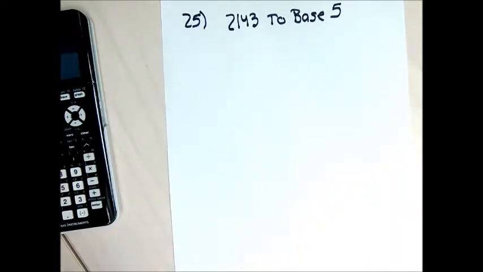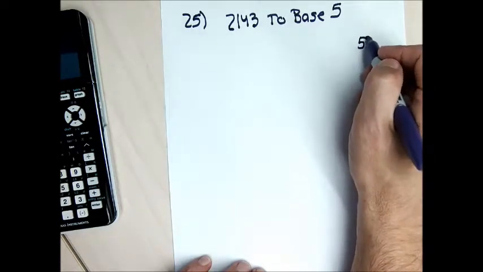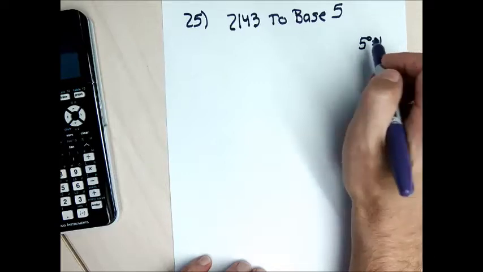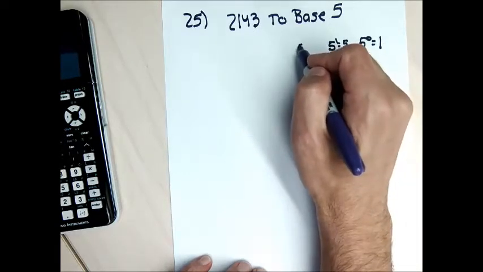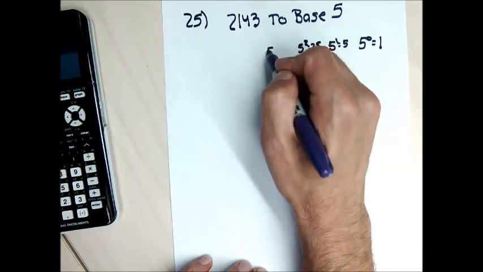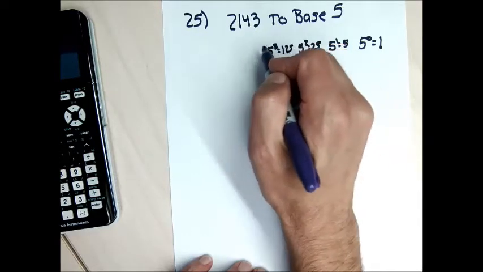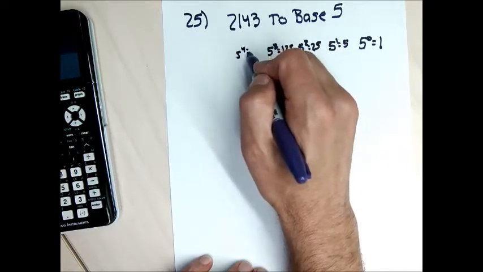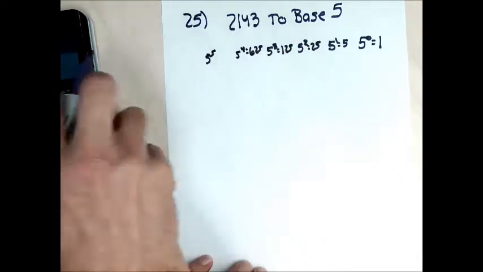So how do I convert to base 5? Well, I need all the powers of 5 that are less than that number. 5 to the 0 is 1. 5 to the 1 is 5. 5 squared is 25. I have these memorized. You can do these on your calculator. 5 cubed is 125. 5 to the 4th is 625. And 5 to the 5th, I think, is too big.